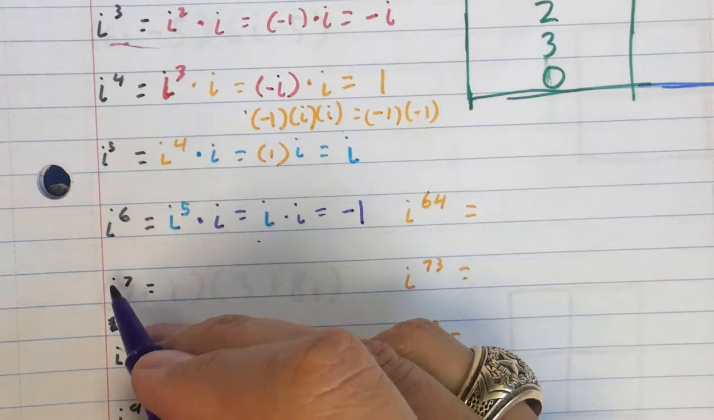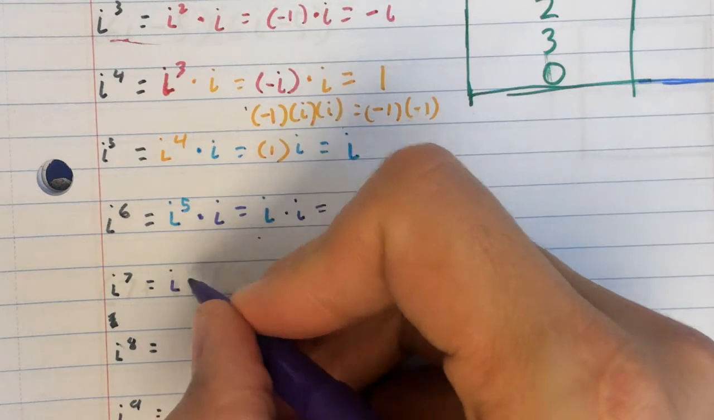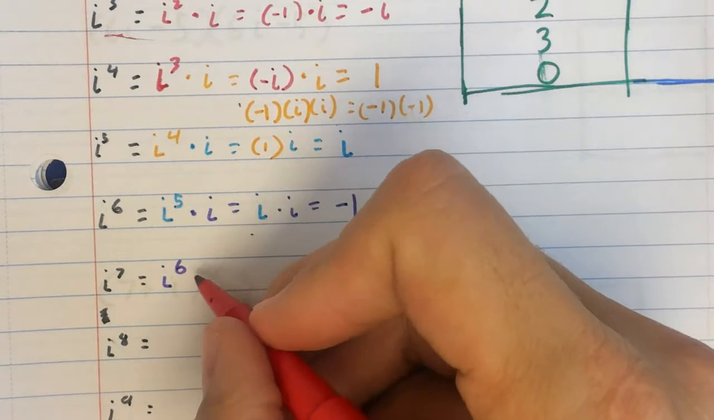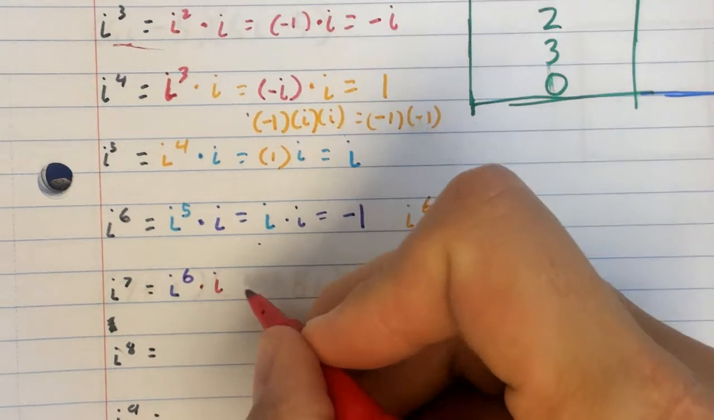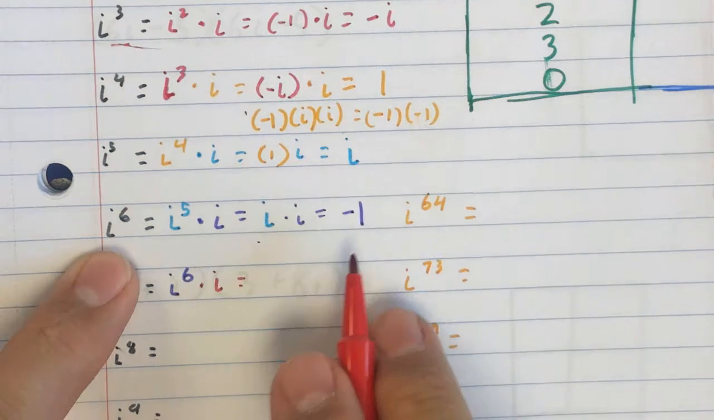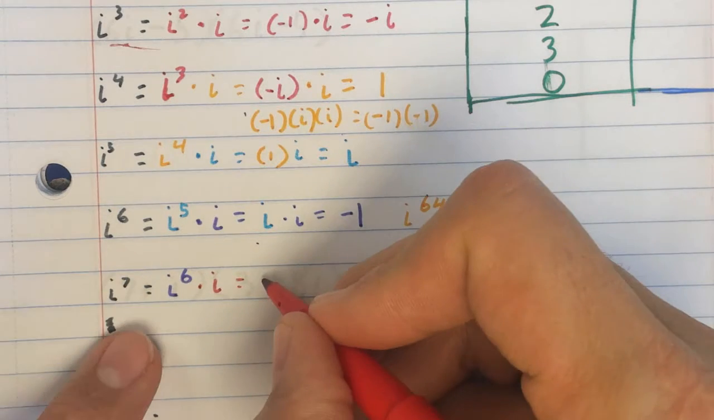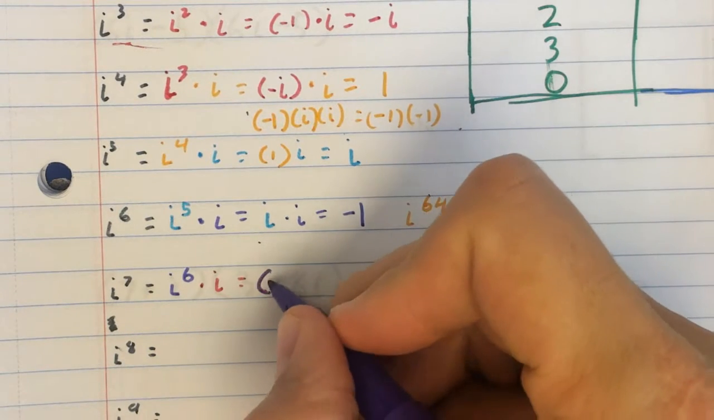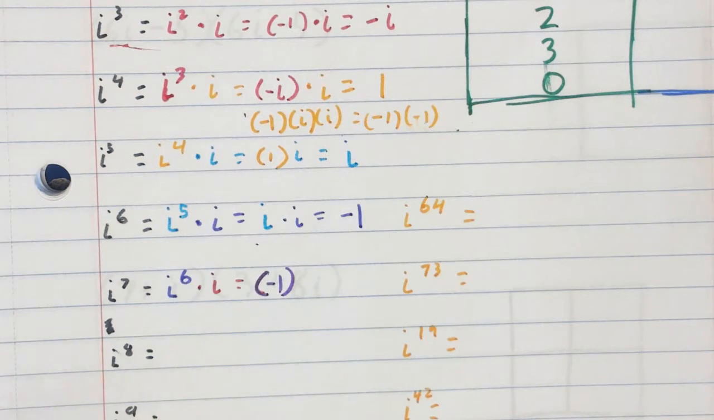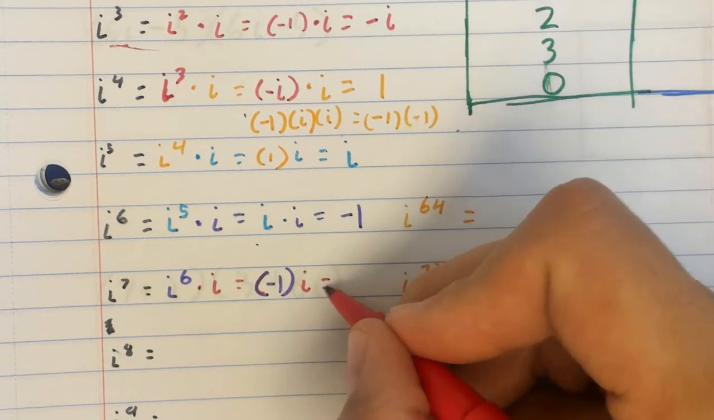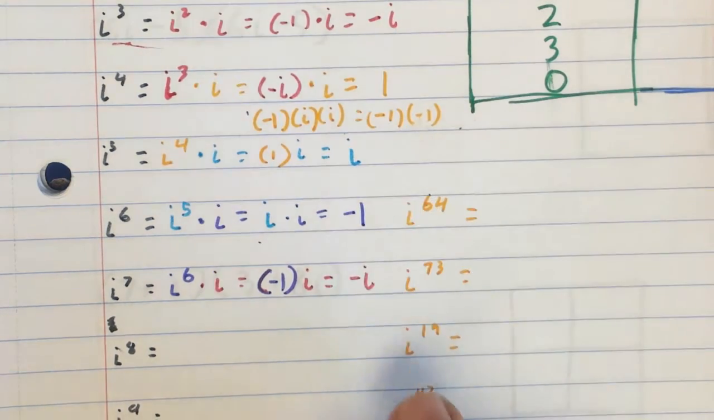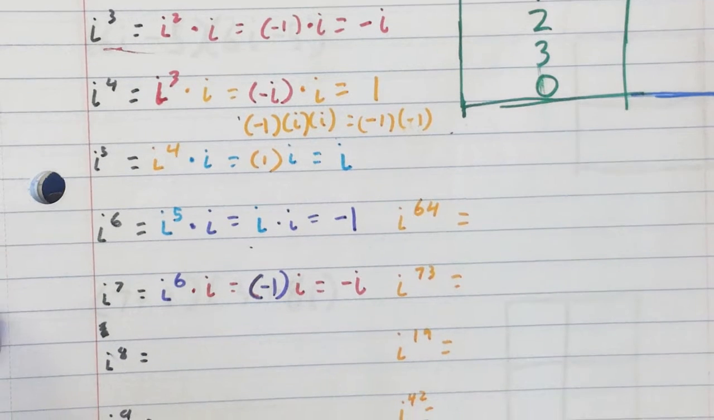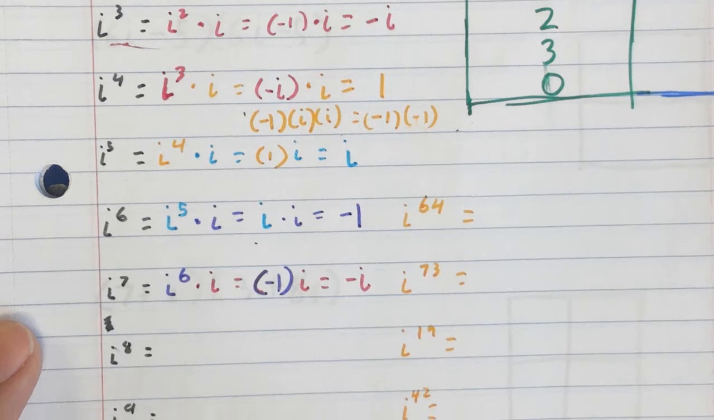Then I can separate I to the 7th, which is I to the 6th times I. I to the 6th from above says that is -1. So we have -1 times I, which is going to be -I. And look above, we had a -I up there. Can y'all see the pattern yet? The same numbers are repeating.